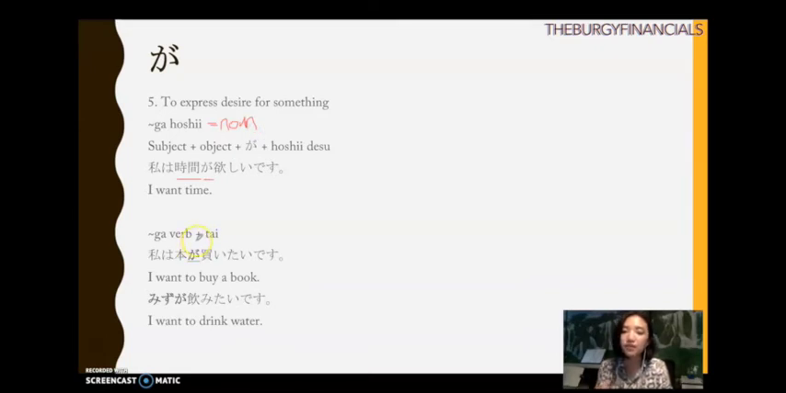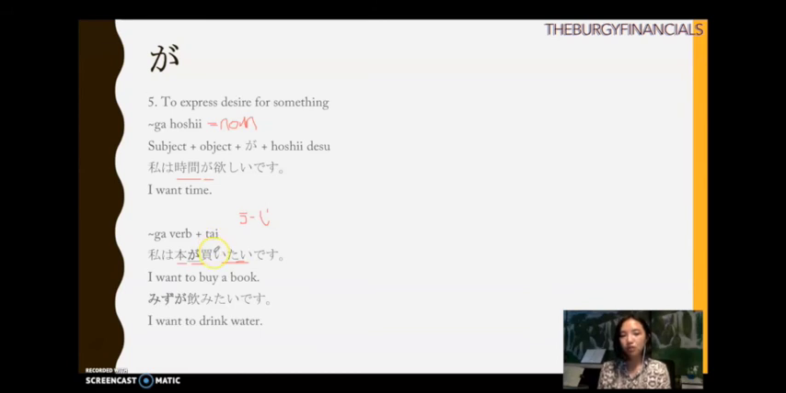So verb plus tai. Instead of the u form of the verb, you use the i form. For example, the verb for buy is kau. You would turn it into kai and then add tai to express that you want to buy something. So for example, you want to buy a book. Watashi wa hon ga kaitai desu. You add the tai with the i form of the verb.